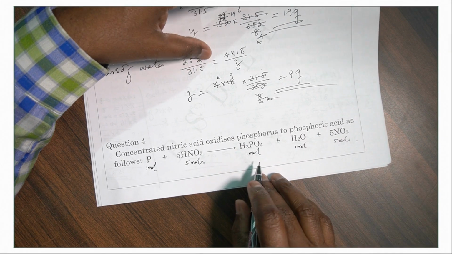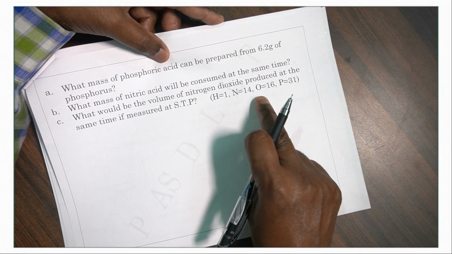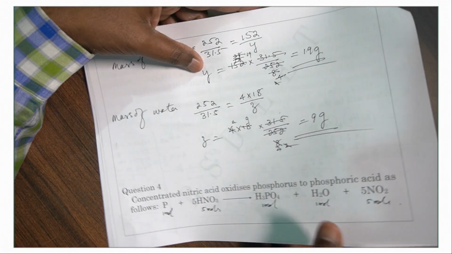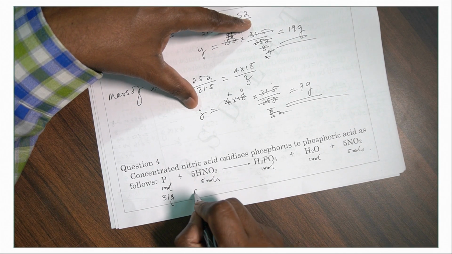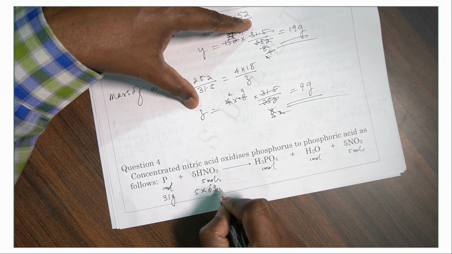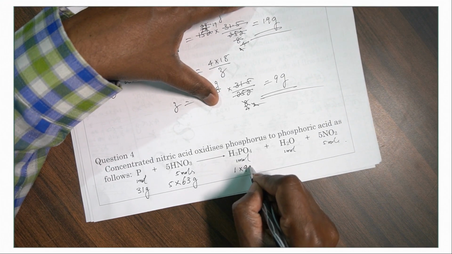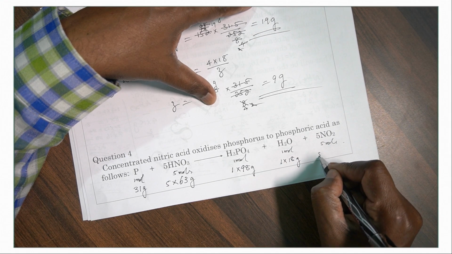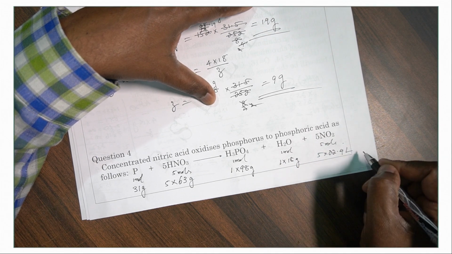Now atomic weights are given here. Hydrogen is 1, nitrogen is 14, oxygen 16, phosphorus 31. Using that we can calculate: 1 mole of phosphorus is 31 grams. Nitric acid, 5 moles into HNO3, comes to 63 grams. Phosphoric acid is 1 into 98 grams, and water is 1 into 18 grams. NO2 is 5 into 22.4 liters. This is gas volume, this is not mass.